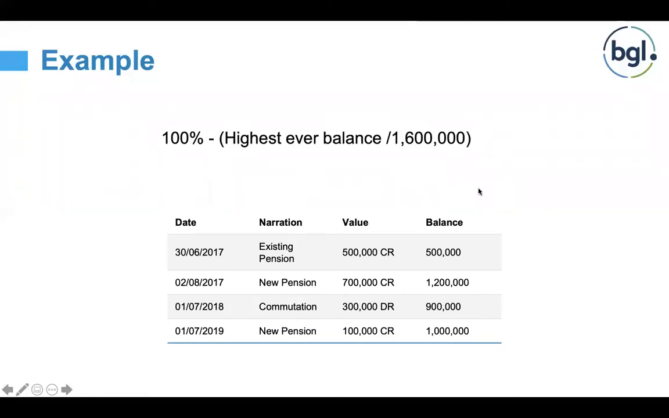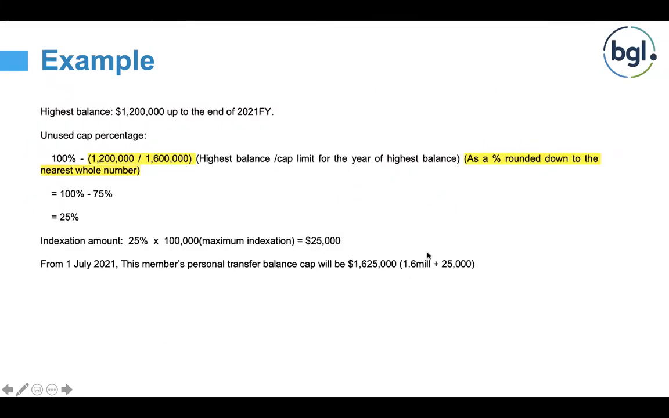Okay, so how do we apply this to this certain equation? As we determined, the highest balance for that example is 1.2 million. So good work for everybody for figuring that out. Now, if we apply that to the actual equation, you've got the 100 minus 1.2 to 1.6.